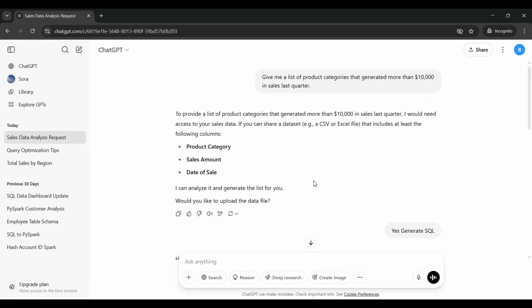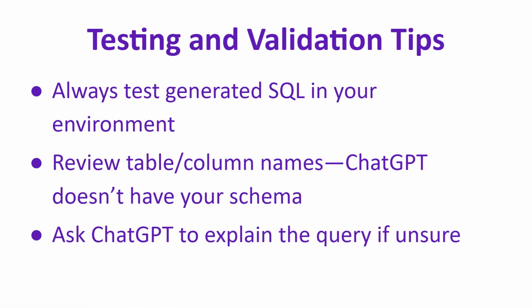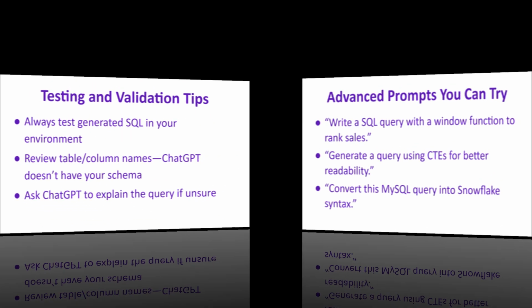Let's move forward. Testing and validation tips. Always test generated SQL in your environment. Review table and column names. ChatGPT does not have your schema. Ask ChatGPT to explain the query if unsure. So ChatGPT does not know your schema, so always check column names and test the query. If needed, you can ask it to explain what the query does.